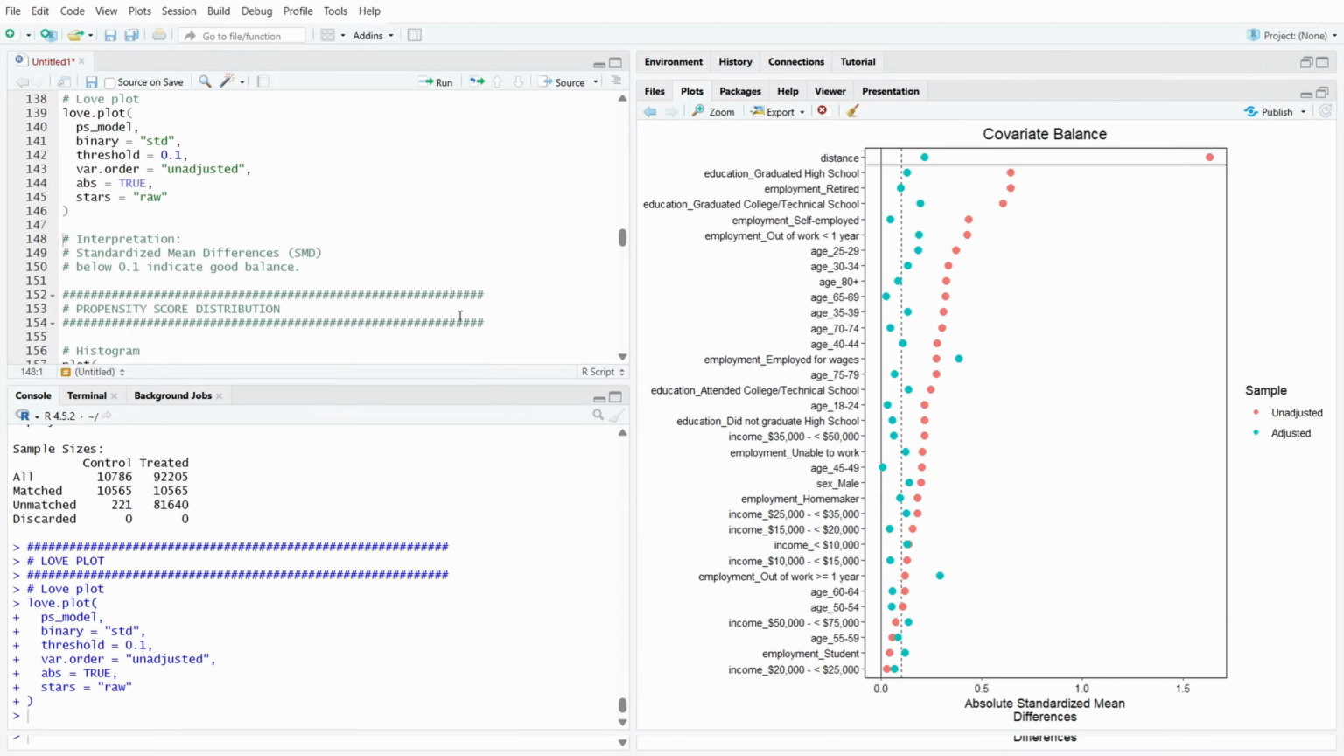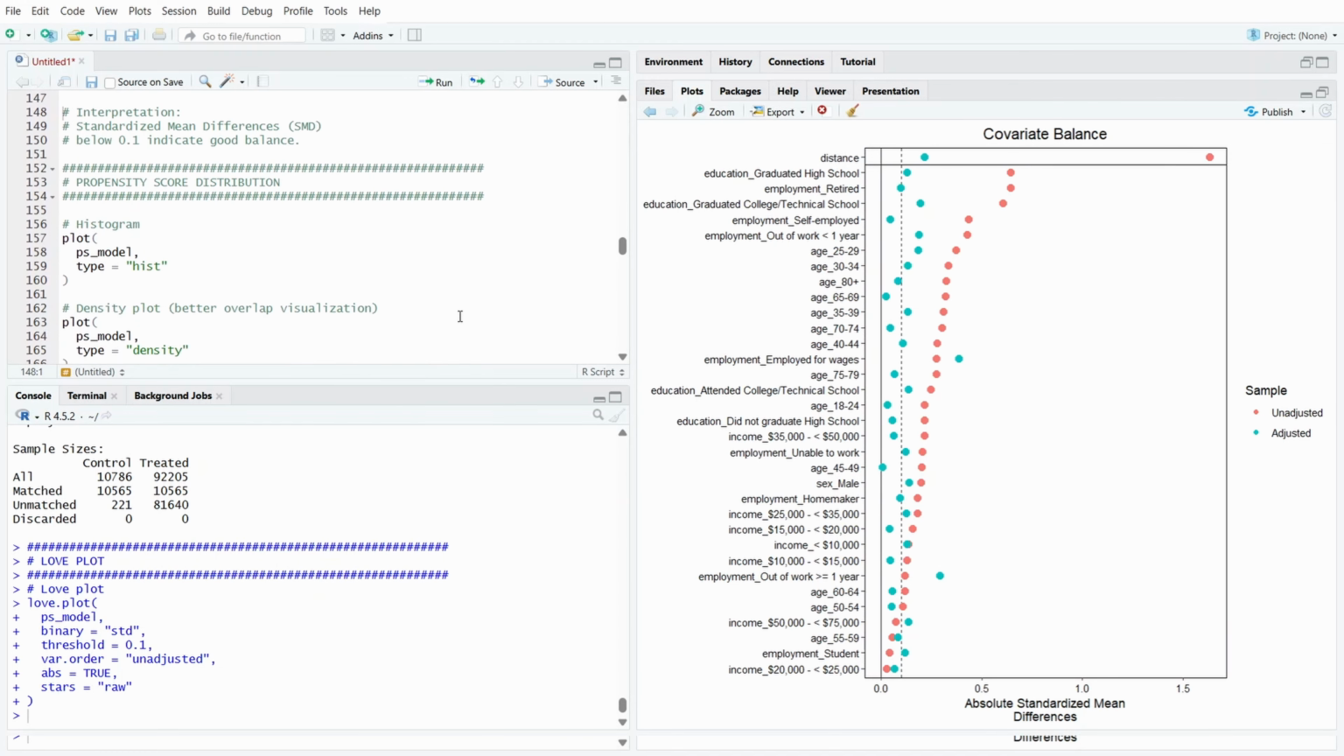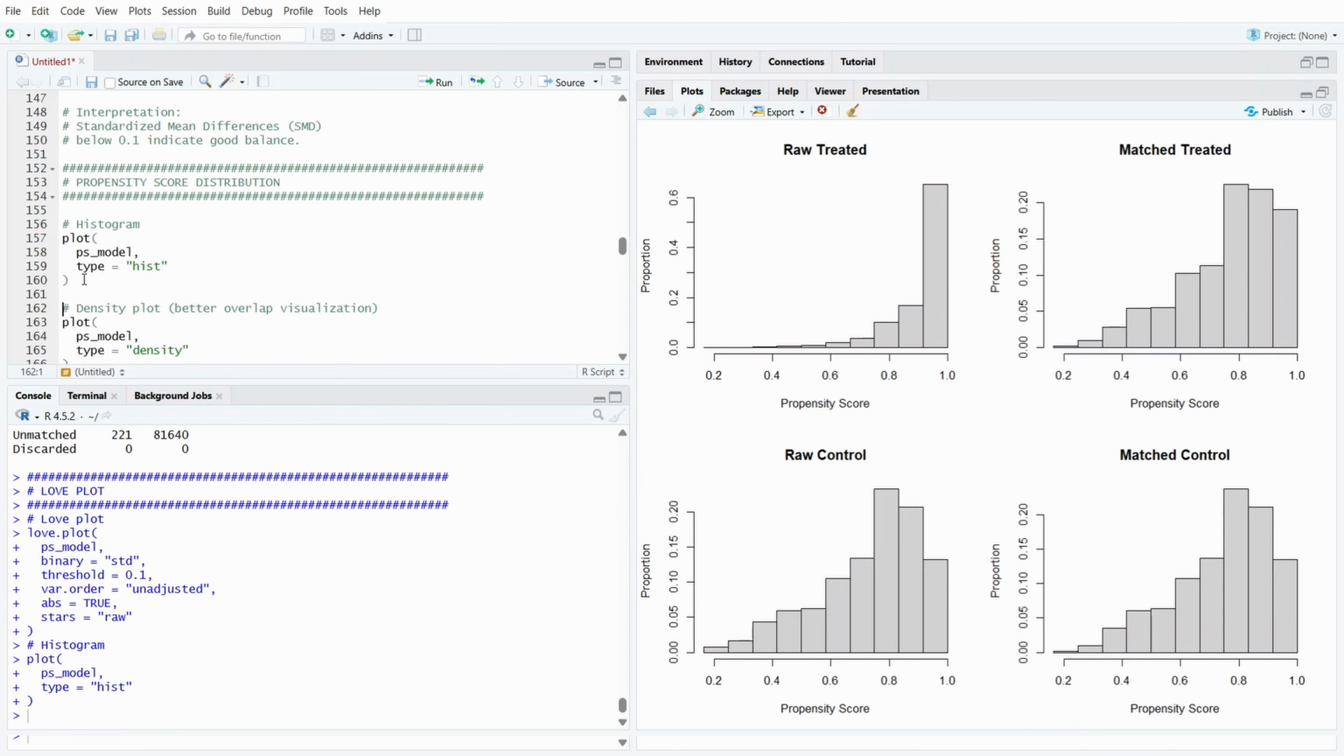Next, we visualize the distribution of propensity scores. First, we generate histograms showing propensity score distributions before and after matching. These plots help us assess overlap between treated and control groups. Good overlap indicates that insured and uninsured respondents share similar observable characteristics and can reasonably be compared.